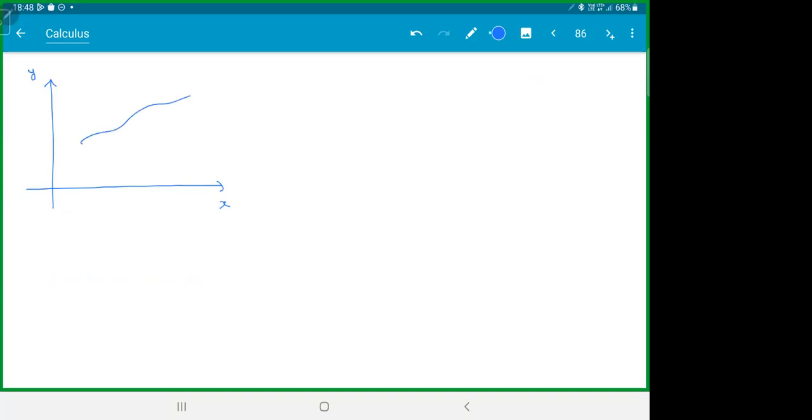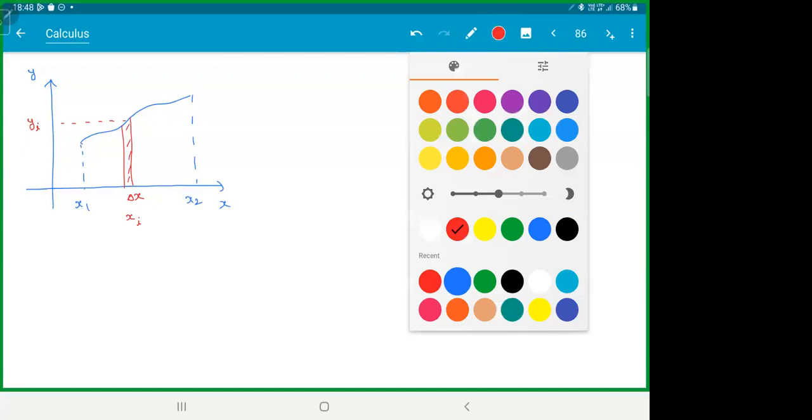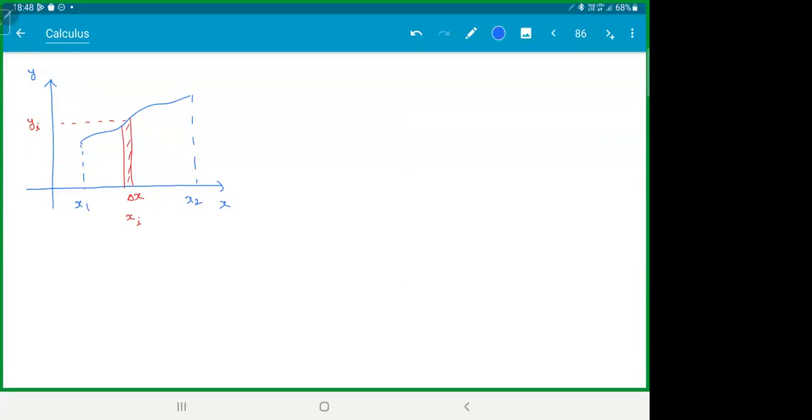So you got a curve here. Let's say the points are going from x1 to x2. You have taken a very small piece of the curve, right? Let's call this thing delta x at a position xi, and the height is yi. So we took a small rectangle with xi as a coordinate. This is how it looks. This is delta x and this is y.